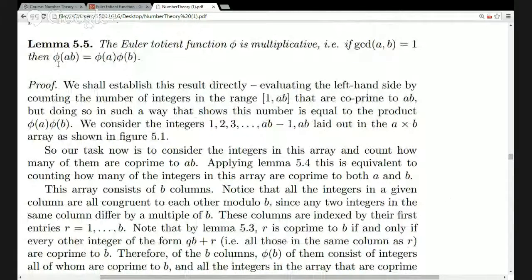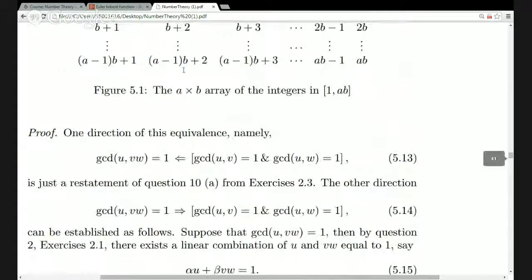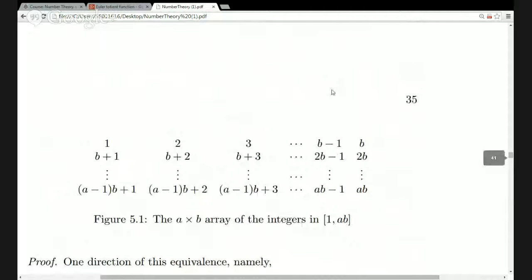So this is the formula we're trying to prove now, that phi of ab is phi of a times phi of b. And we're doing this under the assumption that a and b are co-prime. We're going to do it directly. We're going to count the number of numbers in this range, 1 to a times b, that are co-prime to ab, doing it in a special way, and show that it agrees with the product phi of a times phi of b. So that's why we've laid them out in this array, which matches with a and b. So we've got a rows and b columns.